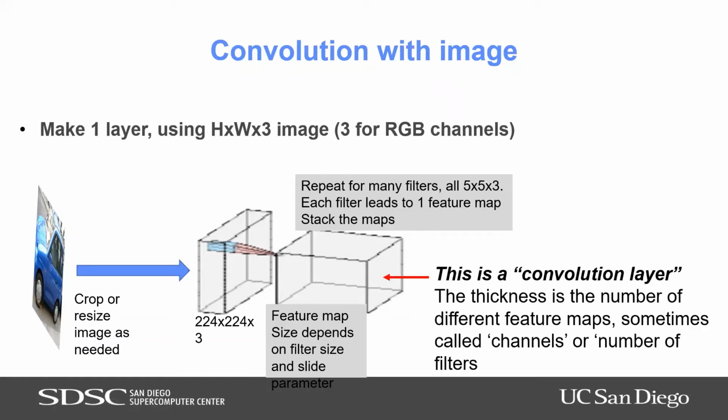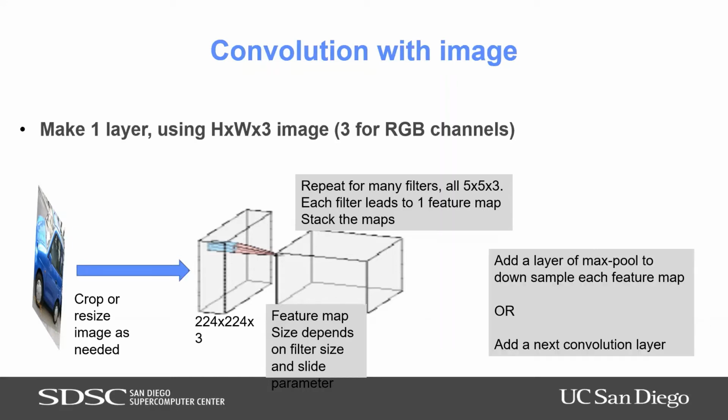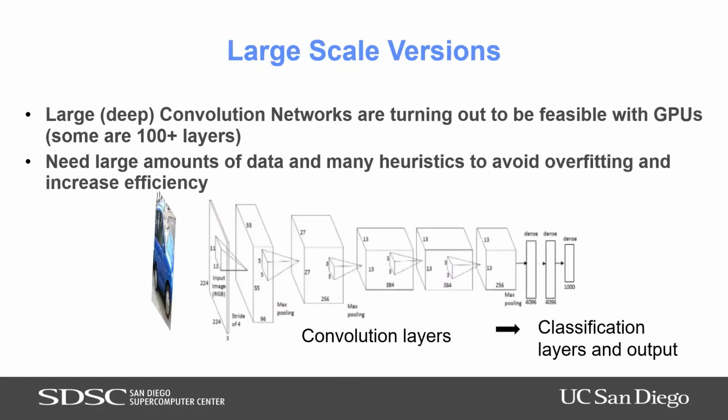And again, the thickness is the number of different feature maps. We might call this channels. Sometimes it gets called filters; I think more properly it's called filters. Sometimes you'll see it called channels, like the original input was. Then we decide if we're going to add another convolution layer. You could add a max pool layer here to downsample. And if you keep doing this, you end up with a whole stack of convolution layers.